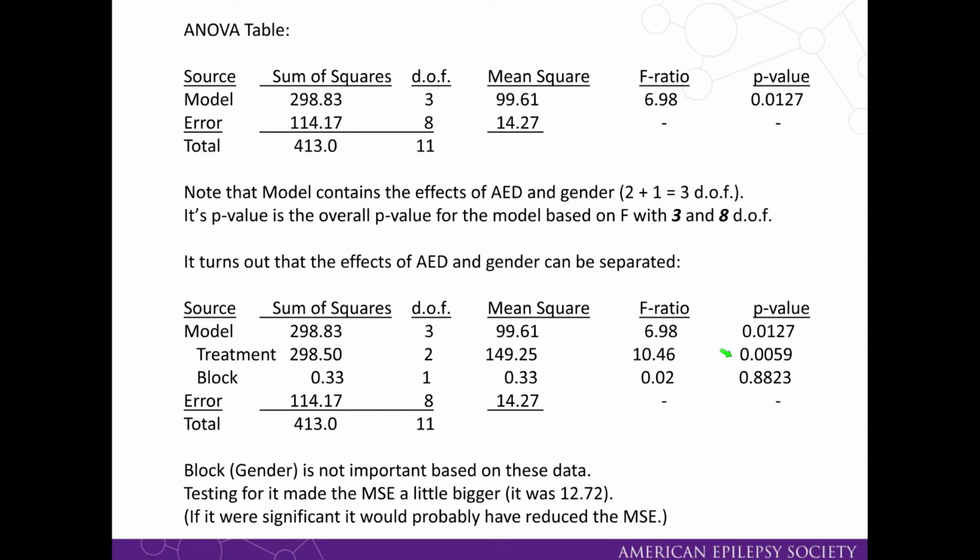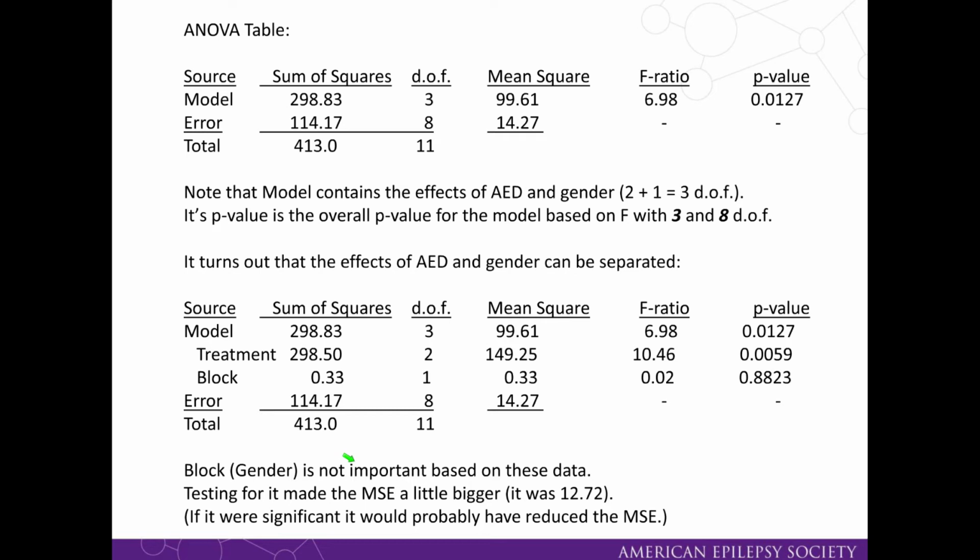But it can be broken down to a p-value that's due to treatment, which is highly significant, and gender, which happens not to be. So notice that is a very big p-value. It is not significant. So based on these data, the block effect or gender is not important.